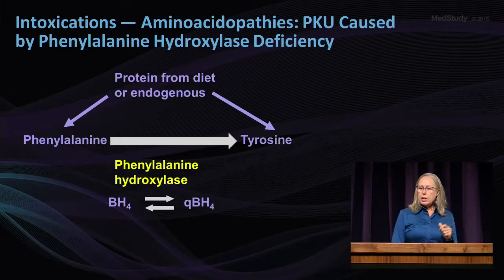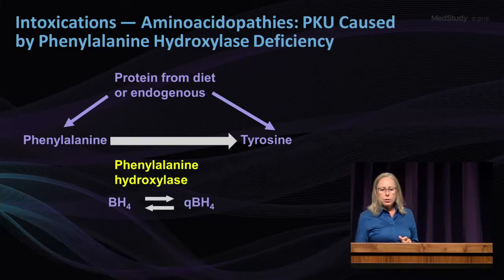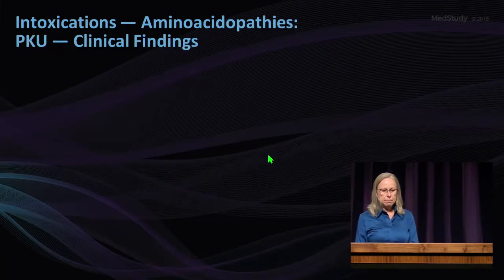So PKU is most usually due to deficiency in phenylalanine hydroxylase, the enzyme that takes phenylalanine to tyrosine. I love this condition because there's only one way to enter this pathway, and that's by eating. Phenylalanine is an essential amino acid. You have to eat it to get it. Tyrosine you can make, and you can also eat it.